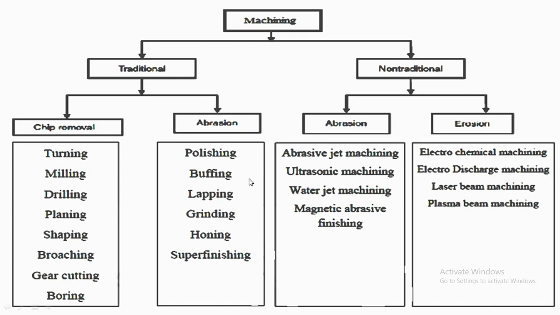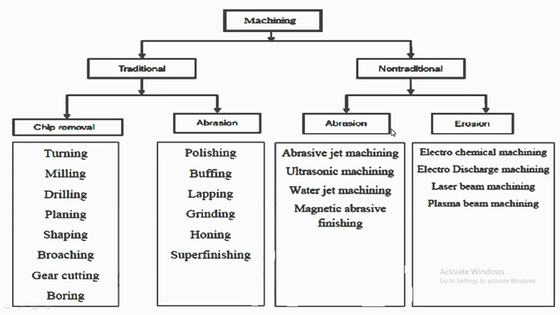Next is abrasion, meaning small particles of the component are removed from the workpiece surface. That's why this method is called the abrasion method, which comes under the traditional process, such as polishing, buffing, lapping, grinding, honing and super finishing. These are abrasion methods for finishing purposes or to improve the surface quality of the component. We use this abrasion machining process under the traditional machining process.